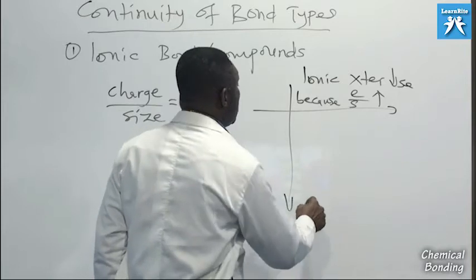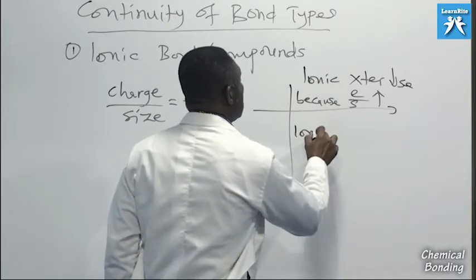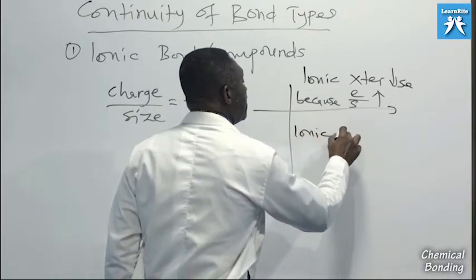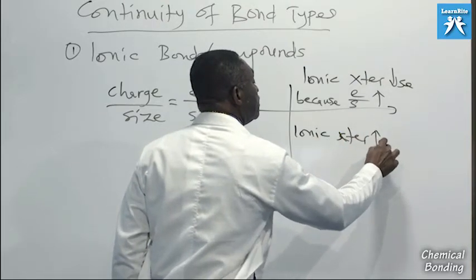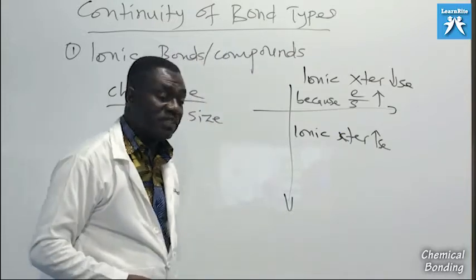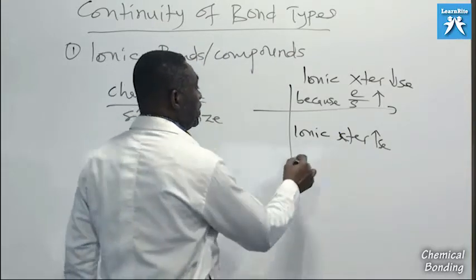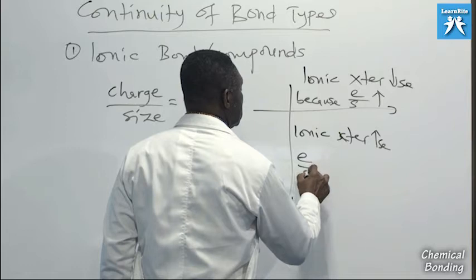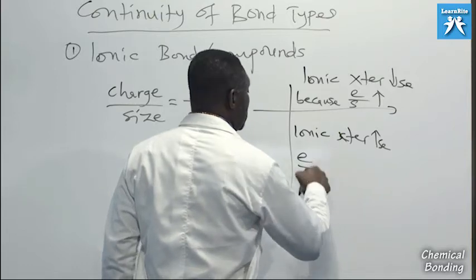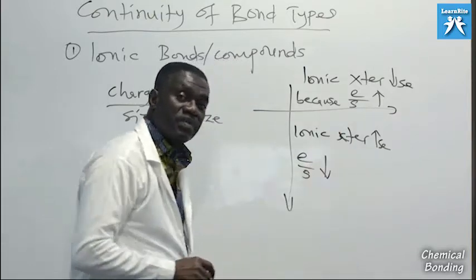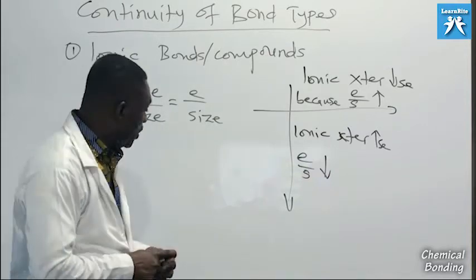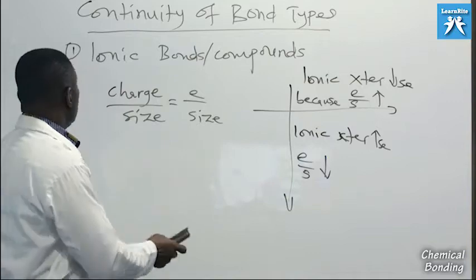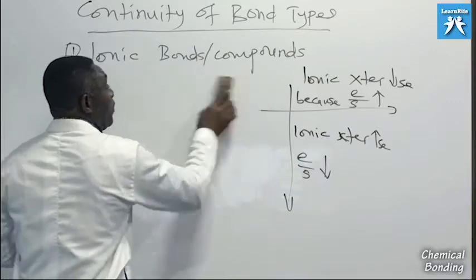Going down a group, we said that ionic character increases. Why? It is so because charge over size decreases. Therefore, polarization down the group decreases if we have the same charge. That was what we discussed in the last video on ionic compounds.